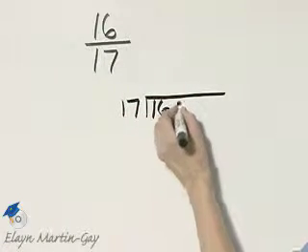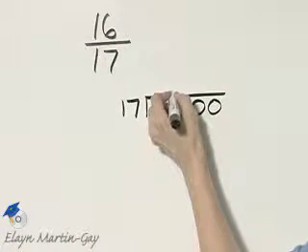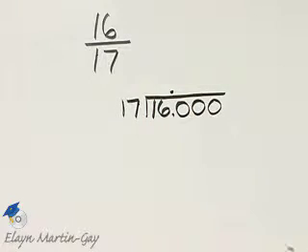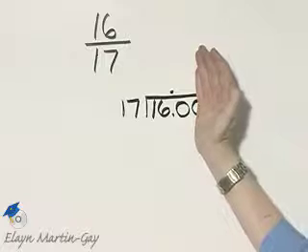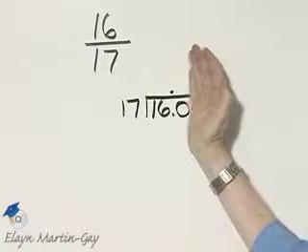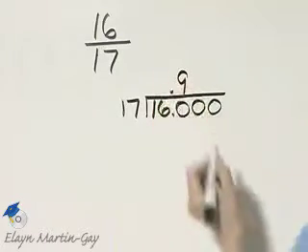Let's go ahead and put a decimal point and some zeros. I'll insert more zeros if needed. And here's the decimal point then in the quotient. So 17 will not divide into 16, but it will divide into 160. Since it was so close there, I'm going to guess 9 times.